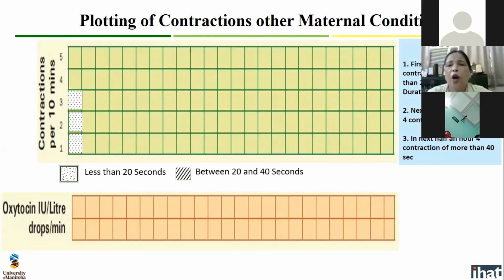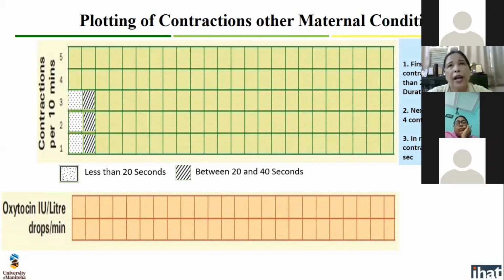So again, how to plot the contractions, that is again important. So contractions and maternal condition. So ideally in 10 minutes there should be 3 contractions lasting for more than 40 to 45 seconds. So again, depending upon the intensity of the contractions, maybe the patient is having 3 contractions, but their intensity is less than 20 seconds, so we have to plot with the dot. If she is having 3 contractions but the intensity is between 20 and 40 seconds, so we have to plot with the line.